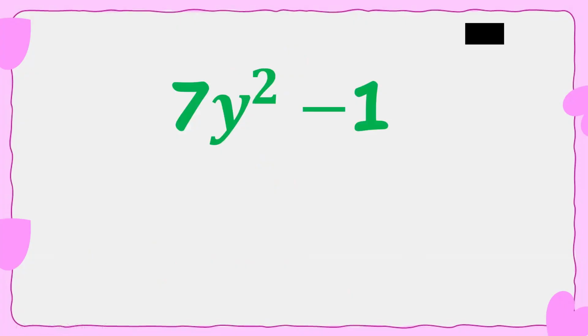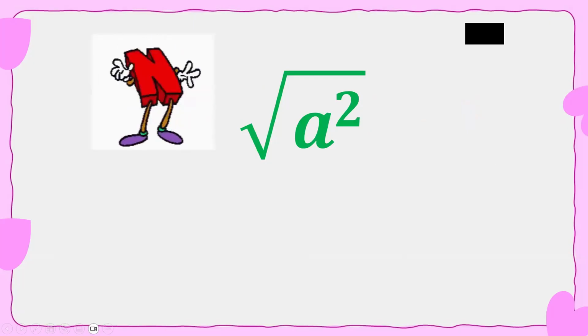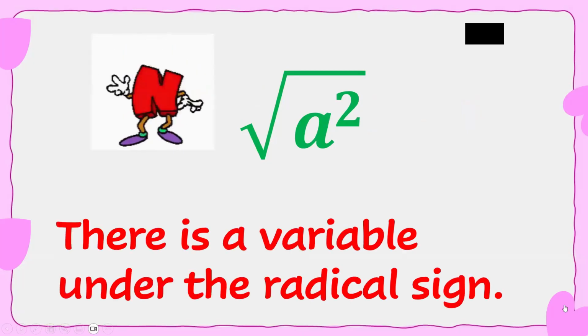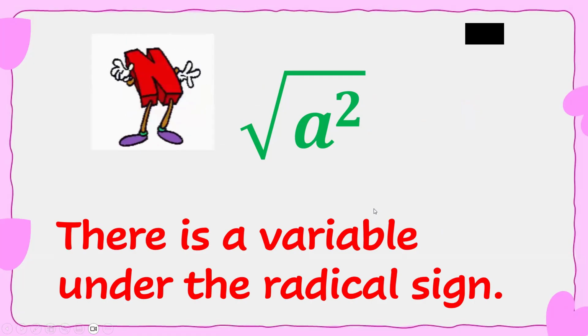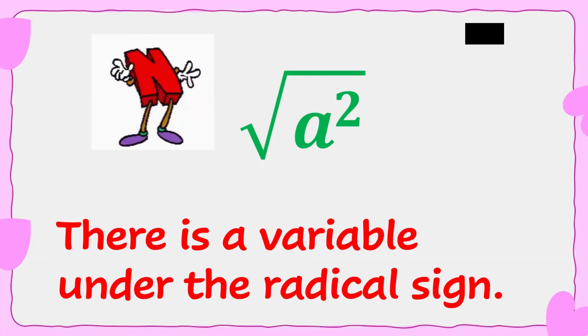What do you think? Is it a polynomial or not? Oh, it's a polynomial. And this one, we have the square root of a squared. Is it a polynomial? No, it's not a polynomial. Why? There is a variable under a radical sign. So, do you understand now? I guess this time it is now clear for you to understand what is a polynomial and what is not a polynomial and its characteristics.